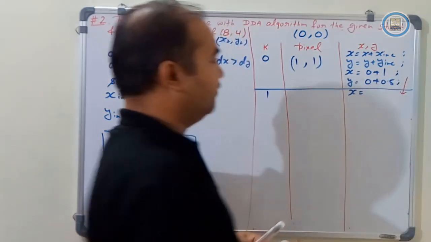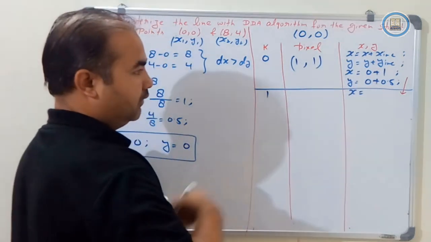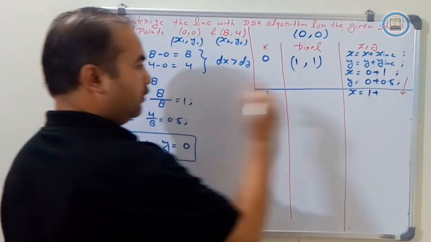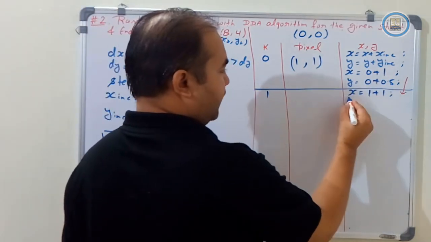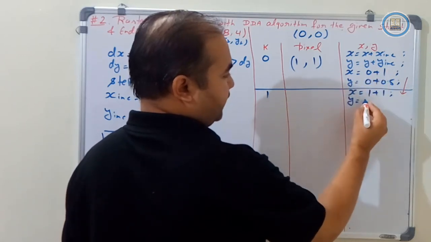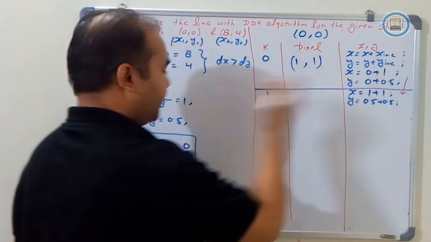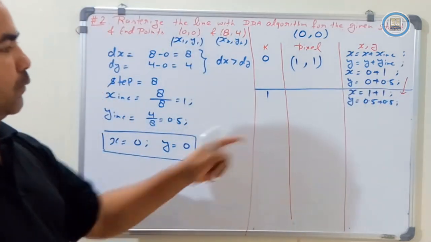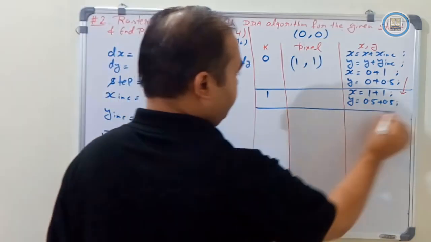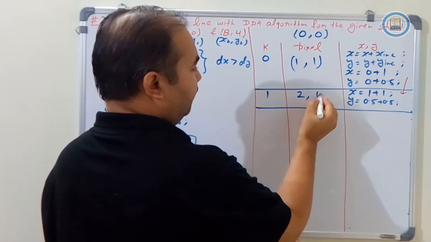The value of x and y will come from here. It will not come from this place. Okay, so x equal to 1 plus the x increment, which is 1. So it is 1. The next thing is about y. The value of y is 0.5 at this time, so 0.5 plus 0.5 because the y increment is 0.5. So it will become 0.5 plus 0.5. So for the first step, the pixel value will be 2, 1.